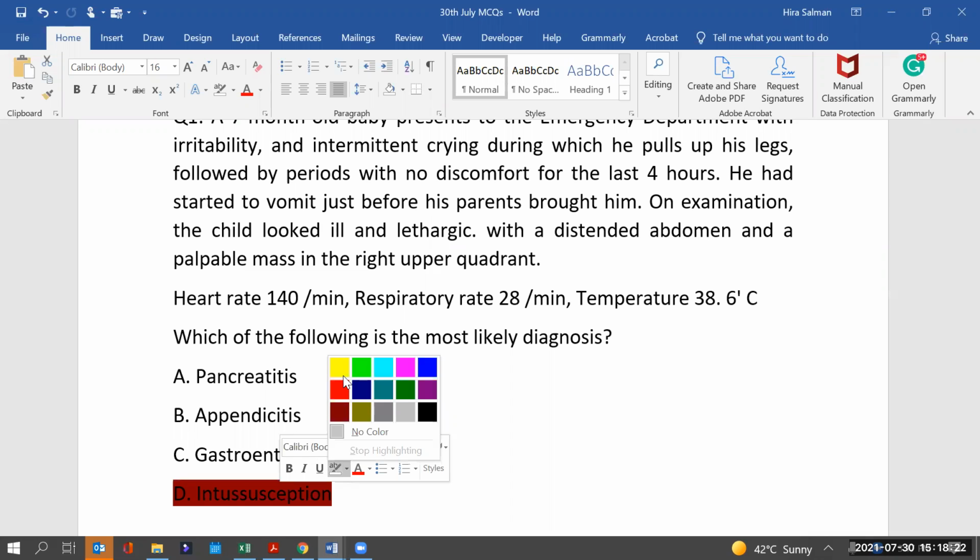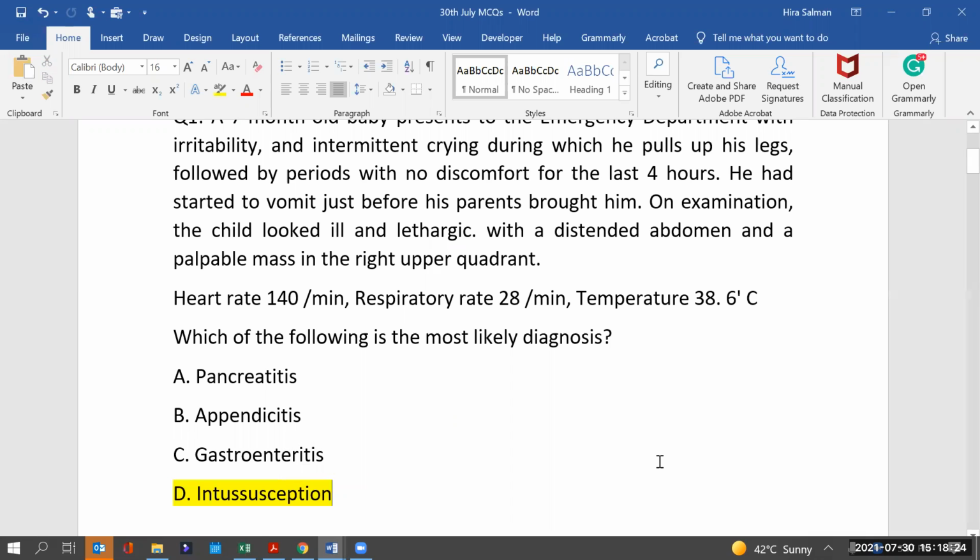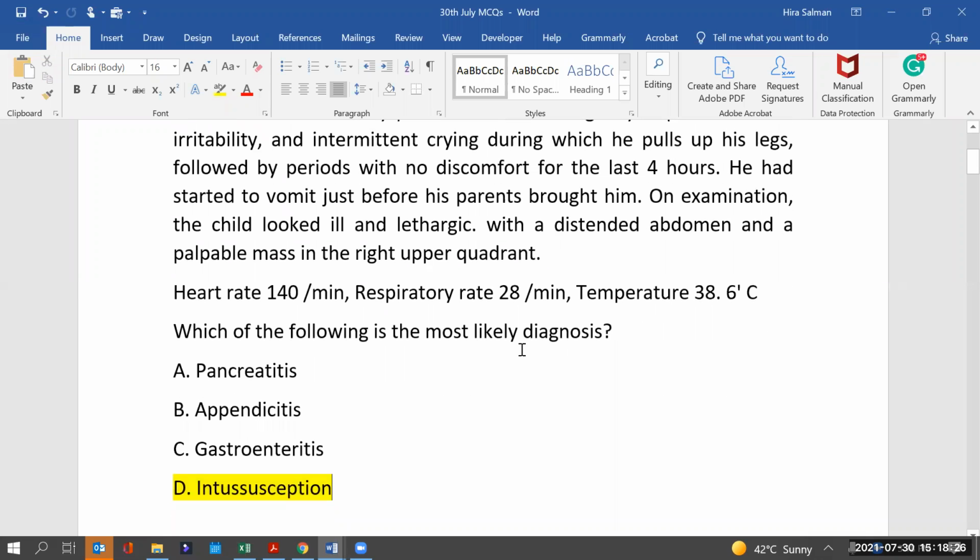But there are certain things in this question that would help, like currant jelly stool, if it's mentioned, that is going to help you in making a diagnosis. Of course, that's a very good thing. And if the palpable mass is mentioned as a sausage-shaped mass, that again is going to help you a lot. And if the vomiting is mentioned as bilious vomiting, that again is going to help you clearly in making a definitive diagnosis of intussusception. And when you do an ultrasound, you will find the donut sign, and that's how you can make your definitive diagnosis.